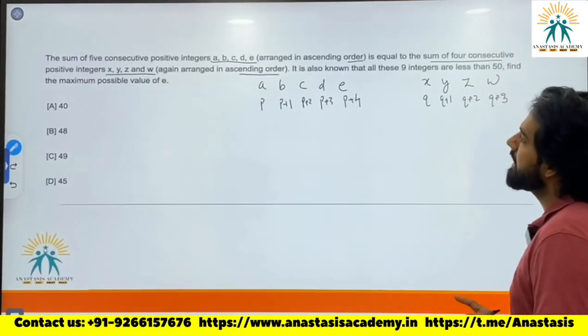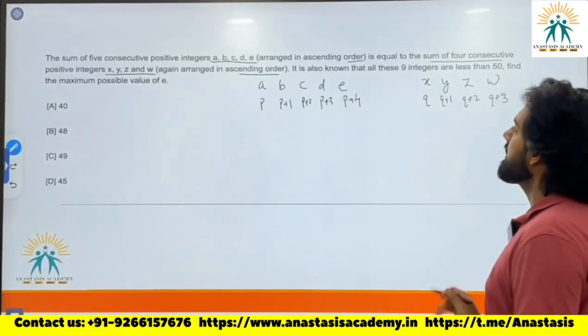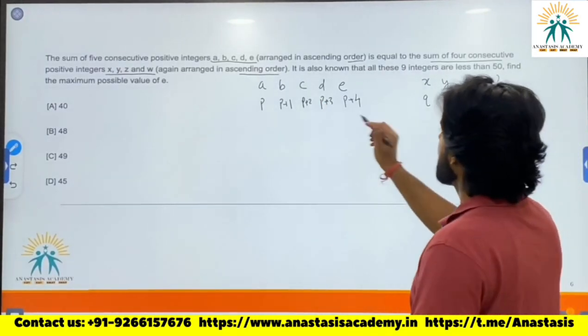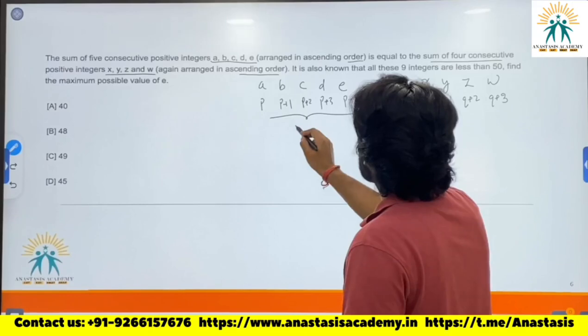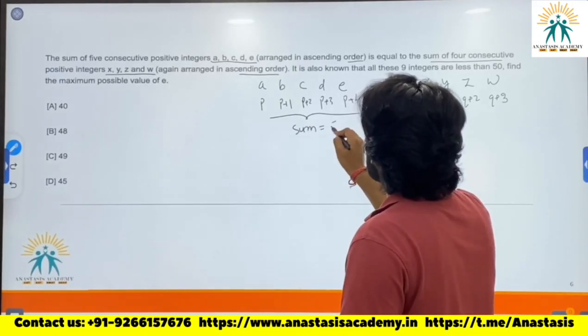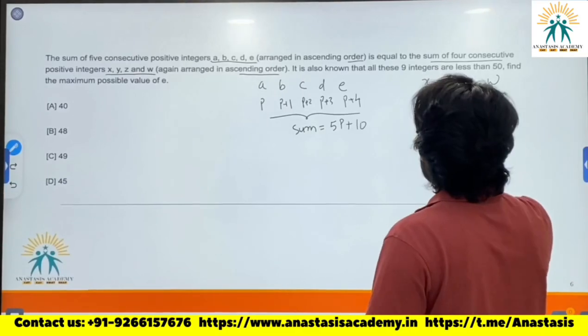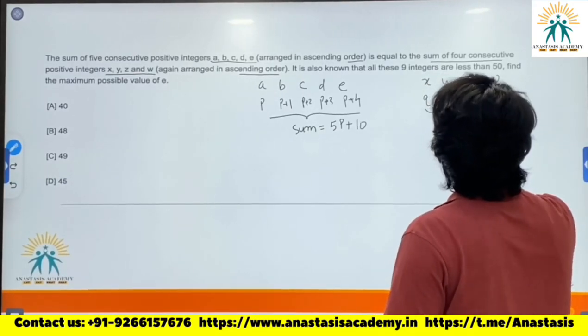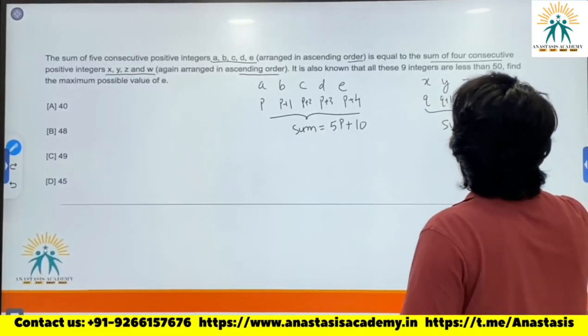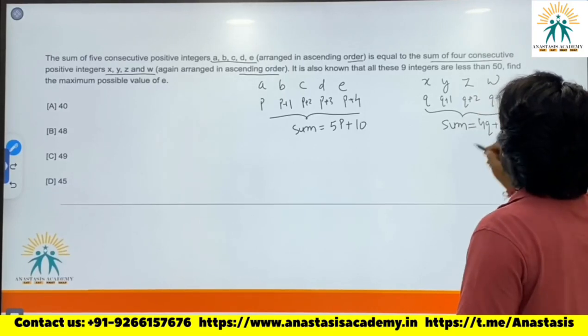And now it is given that the sum of these numbers is equal to the sum of these numbers. So this sum is 5p plus 10, that is 4 and 3 is 7, and 2 is 9, and 1 is 10. And the sum of these 4 numbers is 4q plus 3 and 2 is 5, and 1 is 6.